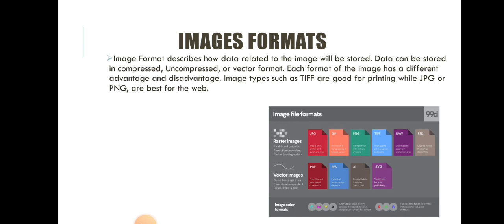Image formats. Image formats describe how data related to the image will be stored. Data can be stored in compressed, uncompressed, or vector format. Each format of the image has different advantages and disadvantages. Image types such as TIFF are good for printing, while JPG and PNG are the best for the web.